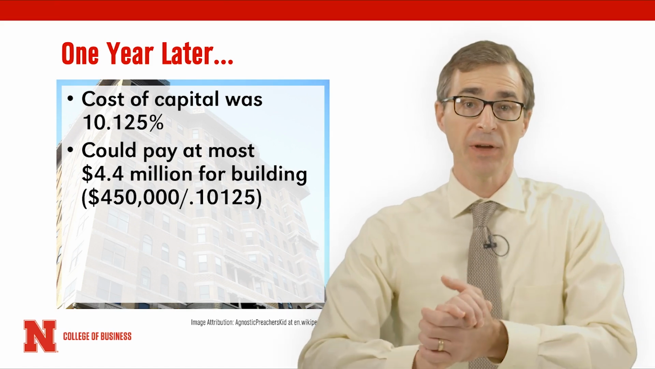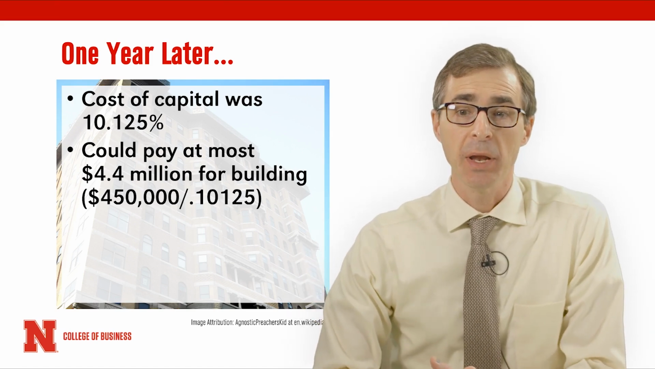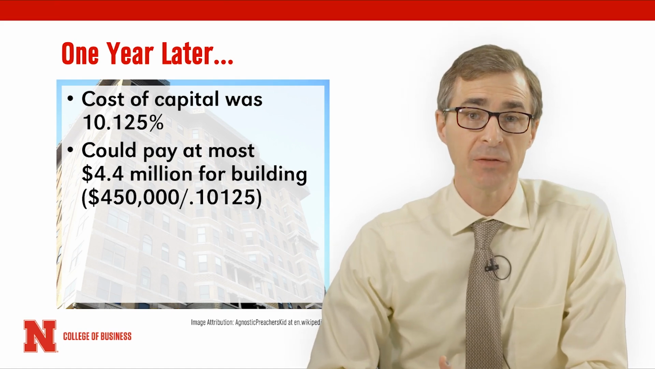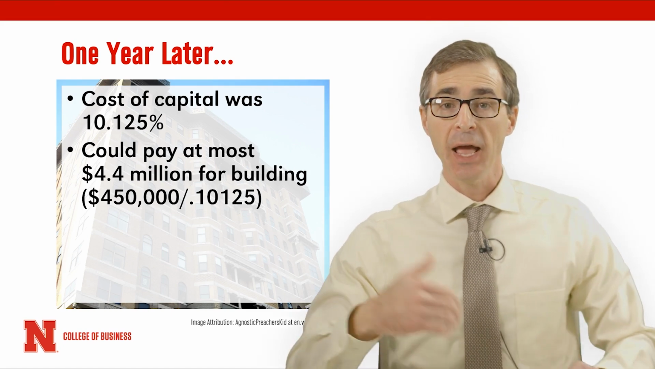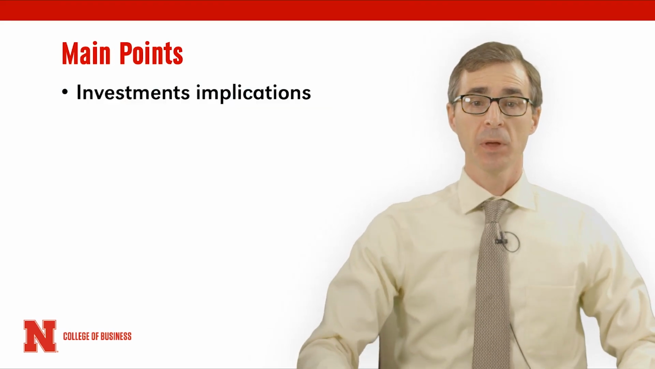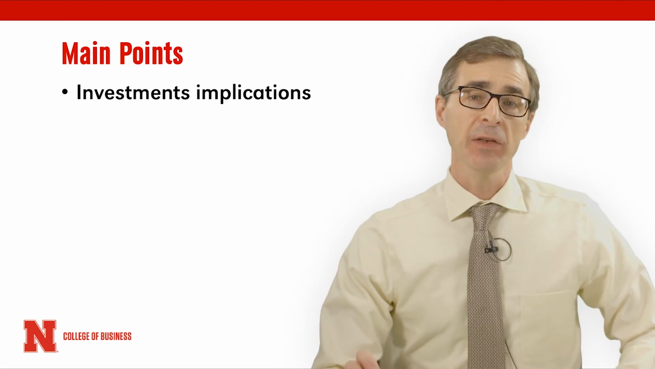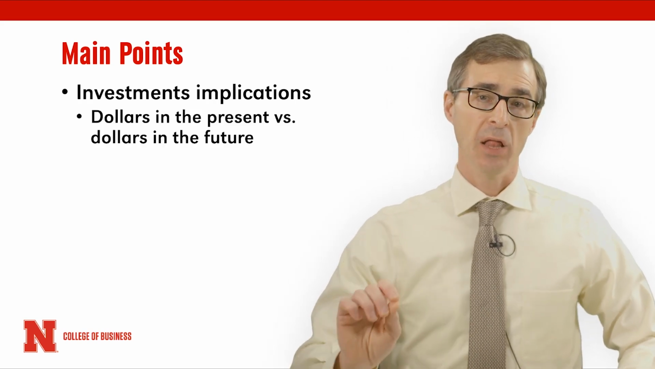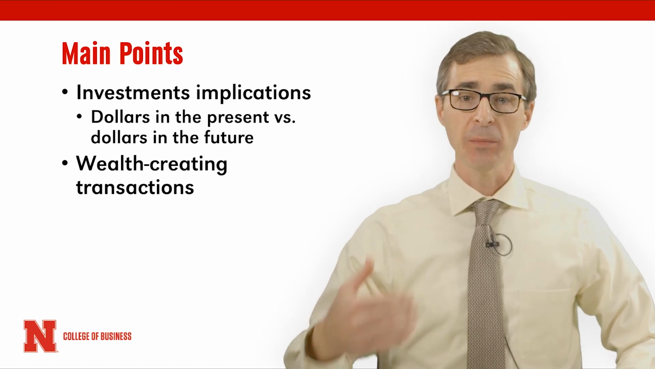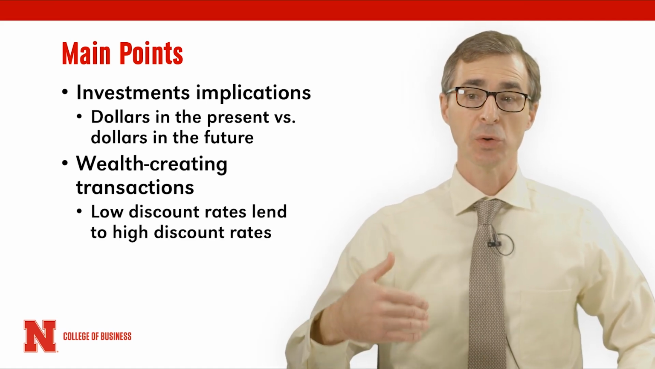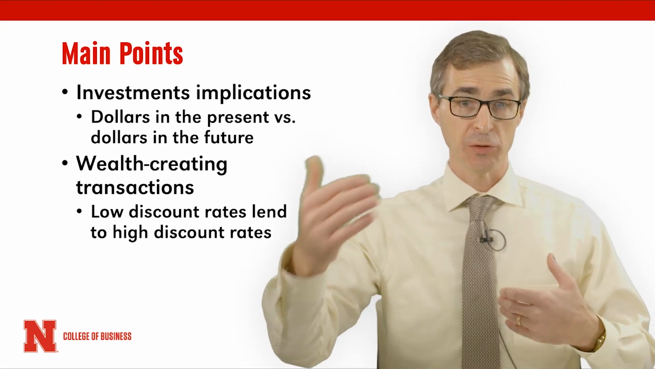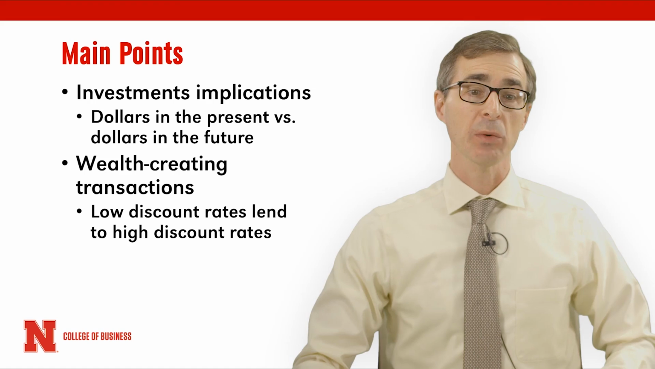It illustrates, one, the effect of the bursting of the credit bubble, but more importantly, it illustrates the relevant costs and benefits in any investment decision, and how those are tied to a number of factors, including the interest rate. The main point of this lecture is that investments imply a willingness to trade dollars in the present for dollars in the future. Wealth-creating transactions occur when somebody with a low discount rate, an individual who values future versus current dollars at a very low level, lends to somebody with a high discount rate.